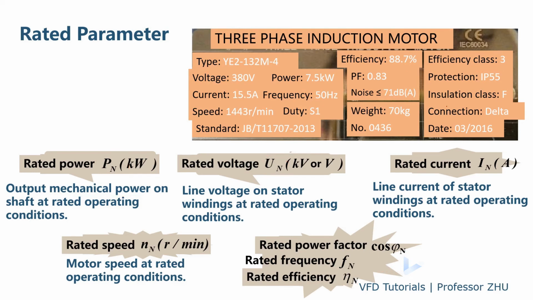protection. Okay, insulation class F. Actually, F means 155 degrees C. Sometimes you will have the B class. B class is 130 degrees C. Connection delta or Y, manufacturing date.